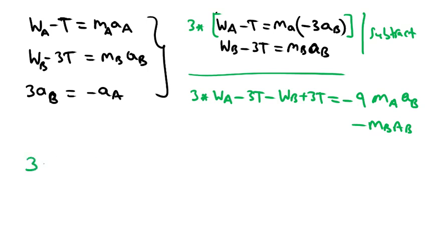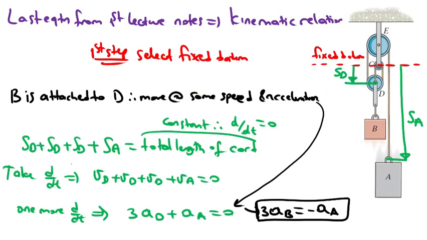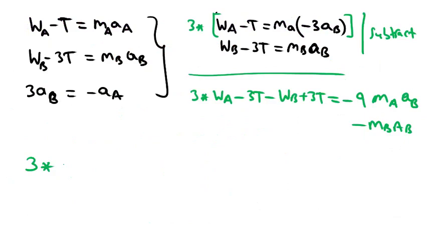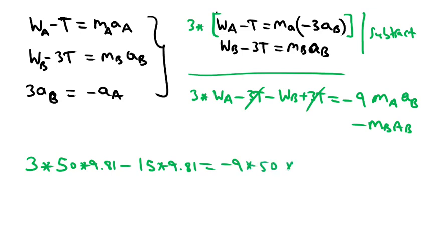Okay, so let's replace the values, and then 3 times WA is, A was 50 kg, I believe. Let me check it. Yes, A is 50 kg and B is 15. Then 50 times 9.81 times 3 times T, this will cancel out. Okay, and then WB is 15 times 9.81. That will be equal to negative 9 times 50 times AB minus 15 times AB. Okay, so with these simple equations we can find what is AB here.